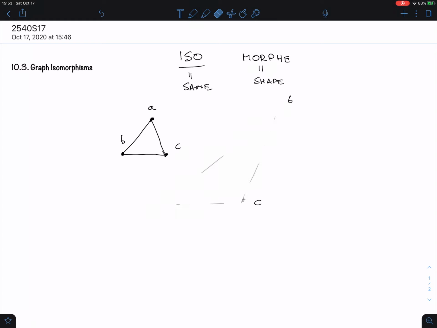But what about this one? Let me draw another one. Let's take the same triangle, but this time I'm giving the nodes different names. Now, is this the same? Well, technically no, because there are now vertices with different names. As a set, they are different: the vertex set here is A, B, C, and here the vertex set is X, Y, Z. They are different sets, and the same goes for the edges. However, they look the same, so they should be the same. That's the notion of an isomorphism, and that's what we're going to talk about.